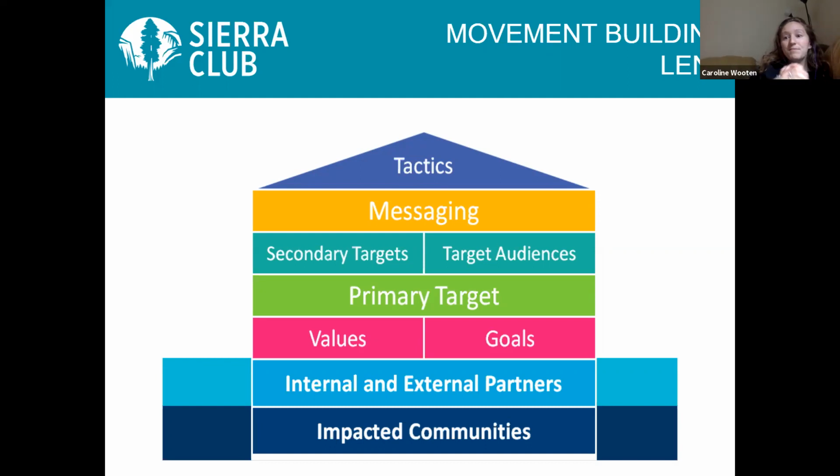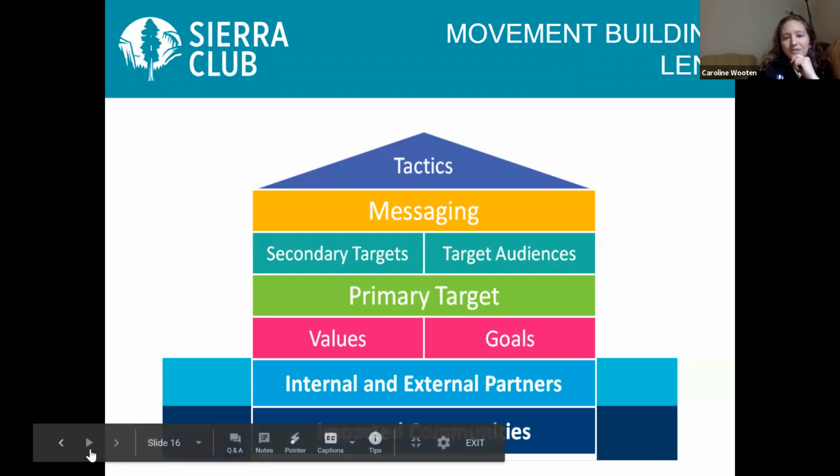So I'm going to be talking a little bit about each part of this house, but it's like building a house. A lot of times people want to start with the tactics, and you can't. You need to start with thinking about the people, like who are you working with, who's impacted, and then figuring out what you want and going from there. Next slide.